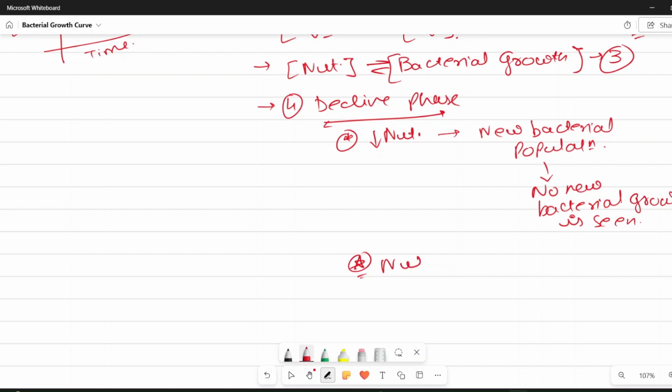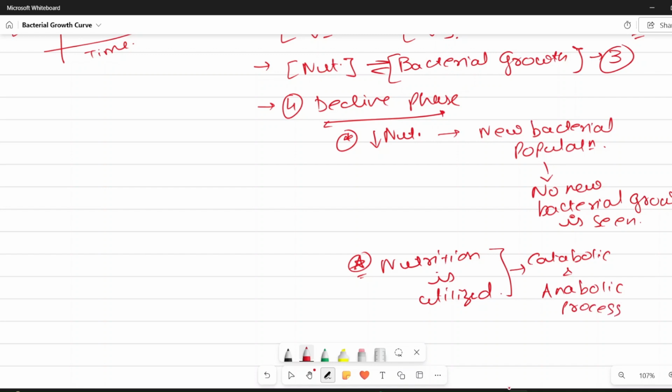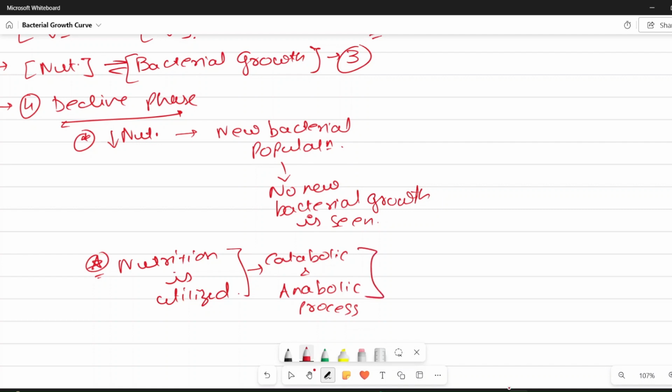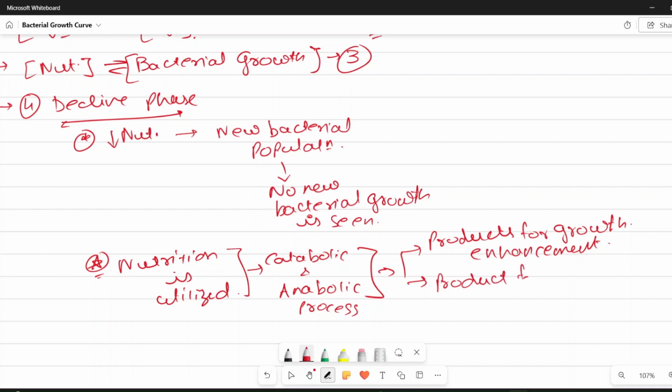Okay, and secondly, what happens when the nutrition is utilized? Whenever nutrition is utilized, it is broken down by the catabolic and anabolic processes, which leads to the generation of two types of products, namely products for growth enhancement, and products for growth restrictions.